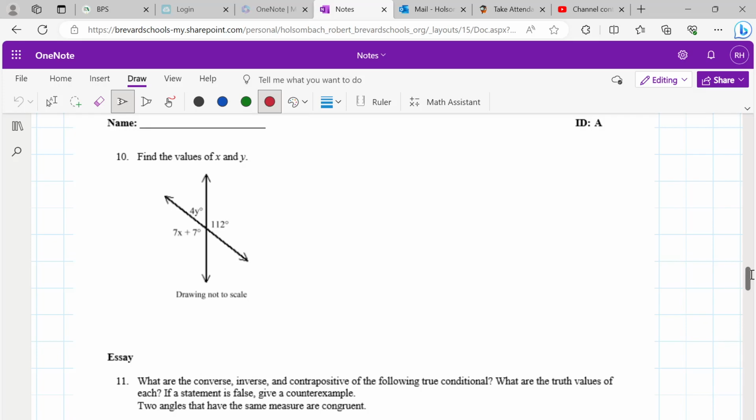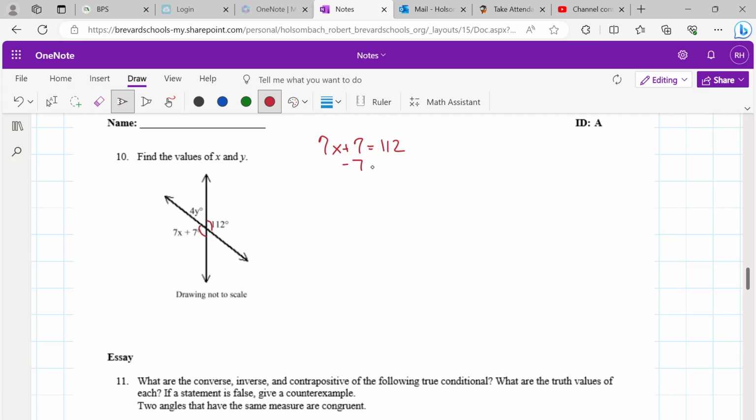All right, in problem number 10, we've got to solve for x and y. So again, we've got two intersecting lines. We've got a pair of vertical angles. So we're going to use this rule first. We're going to use our 7x plus 7 is equal to 112.